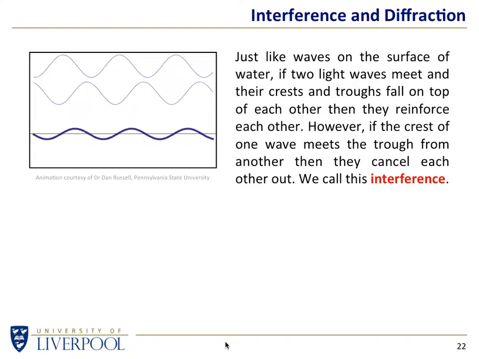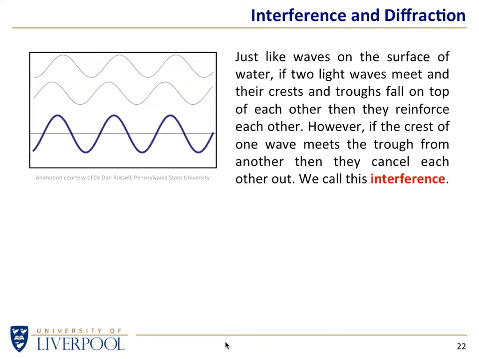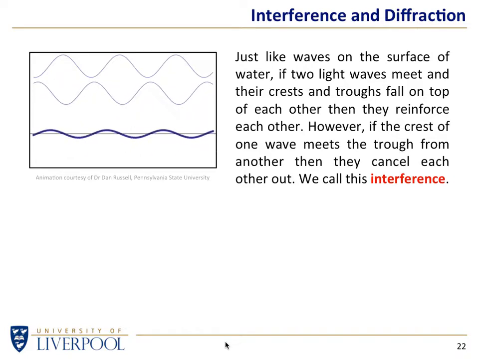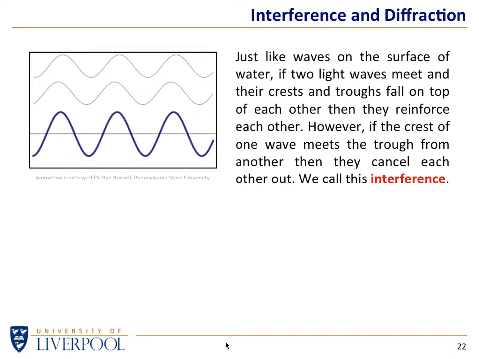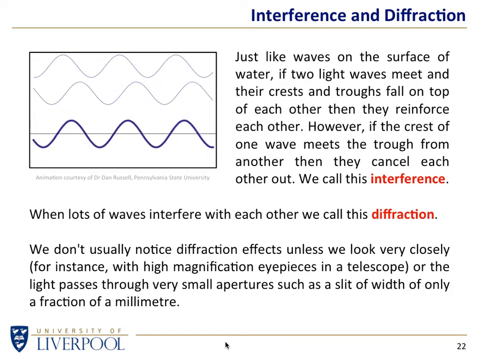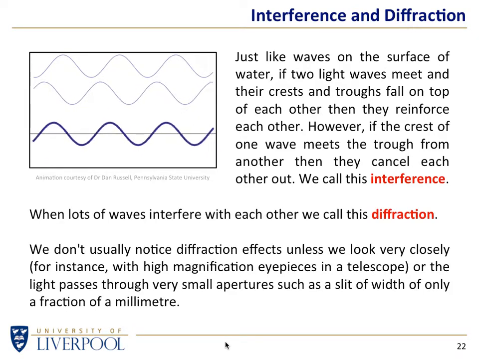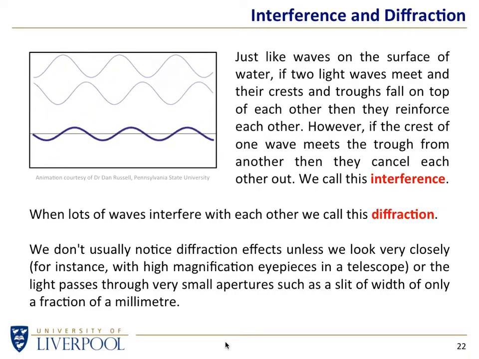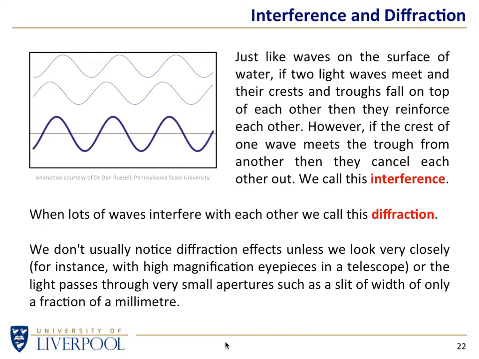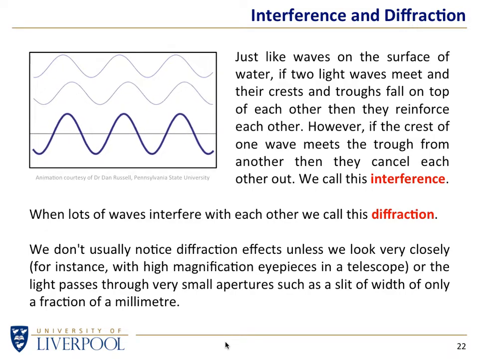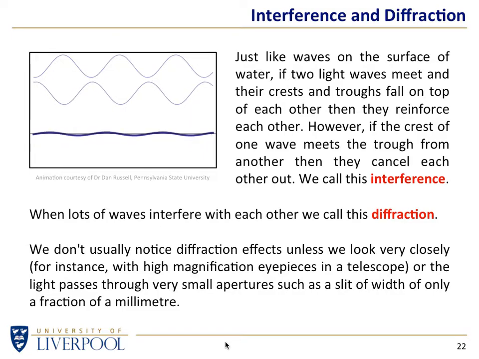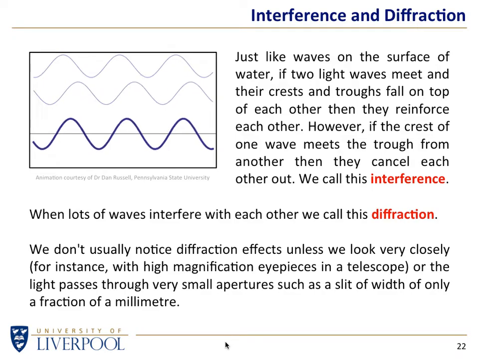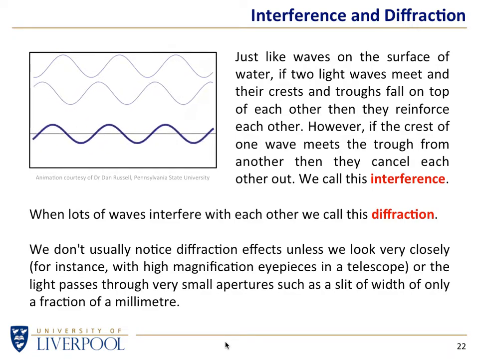We said earlier that when light combines, or when one wave meets another wave, we can either get reinforcement or cancellation, and we call that interference. So when 2 waves interfere with each other, it's simply called interference. But if lots of waves are interfering with each other, well, physicists are awkward people. They decide to change the name. It's still interference, but when lots of waves are interfering, it's often called diffraction. So it's not physically anything different. It's just a different name to distinguish 2 waves interfering versus lots and lots of waves interfering.